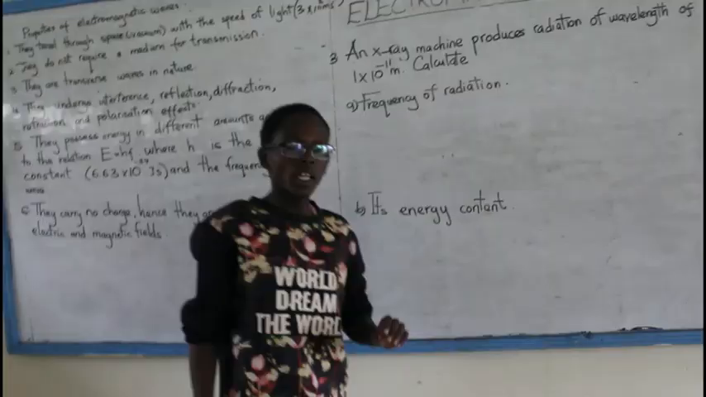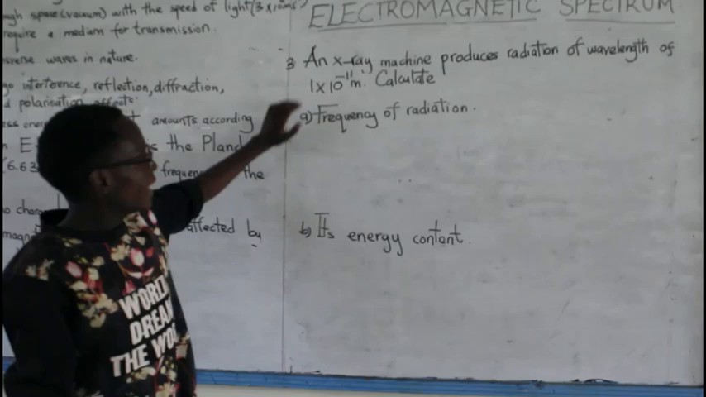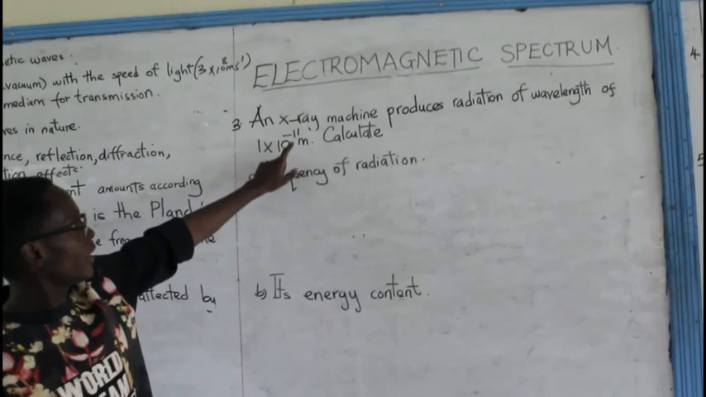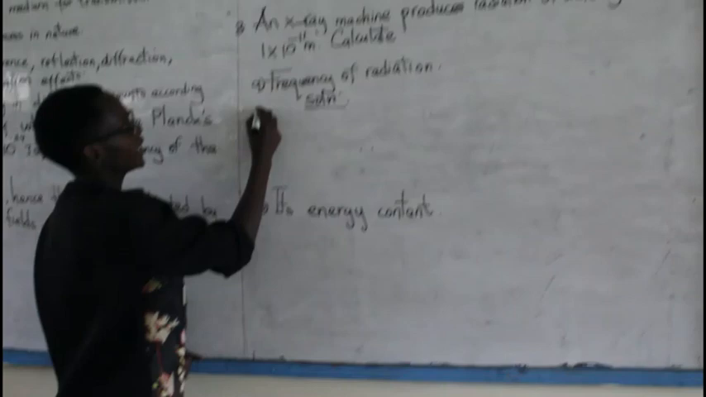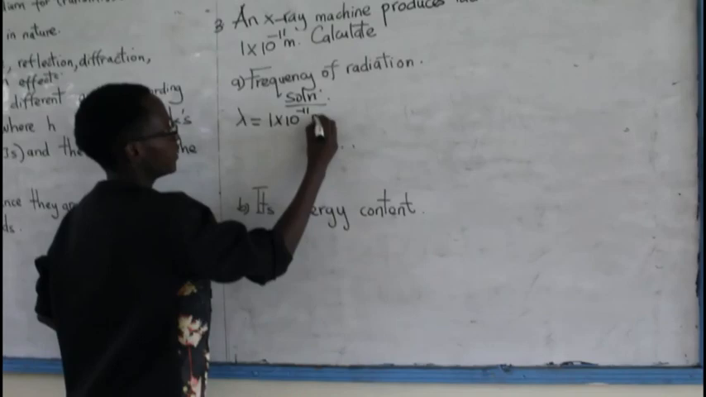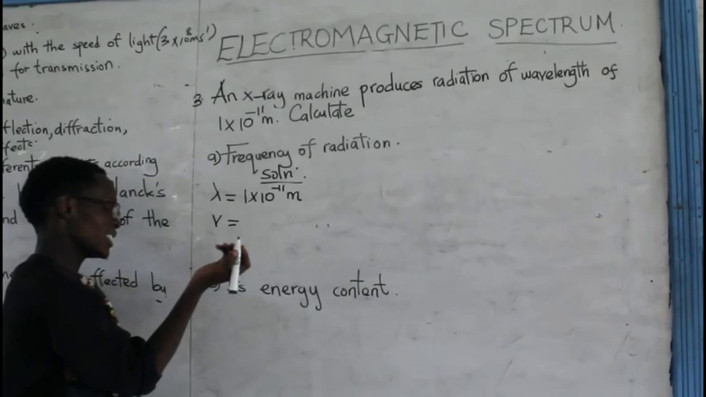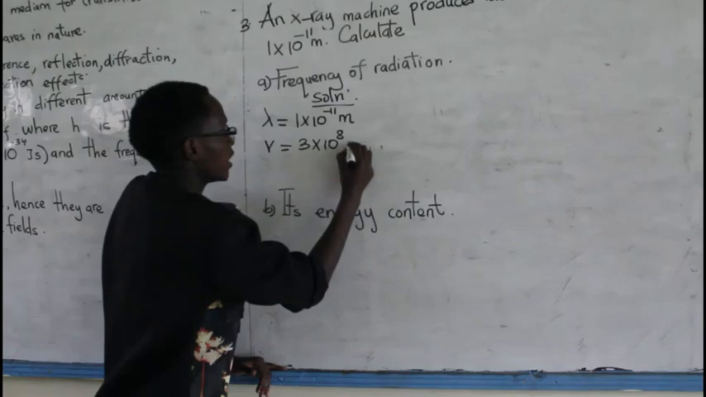Carrying on to the last example, an X-ray machine produces radiation of wavelength 1 times 10 power negative 11 meters. Calculate the frequency of radiation. So, the solution: they said that the wavelength is 1 times 10 power negative 11 meters. However, remember that the velocity of X-ray is the same as the velocity of light in the air. So that's 3 times 10 power 8 meters per second, which leaves us with F equals to dash.